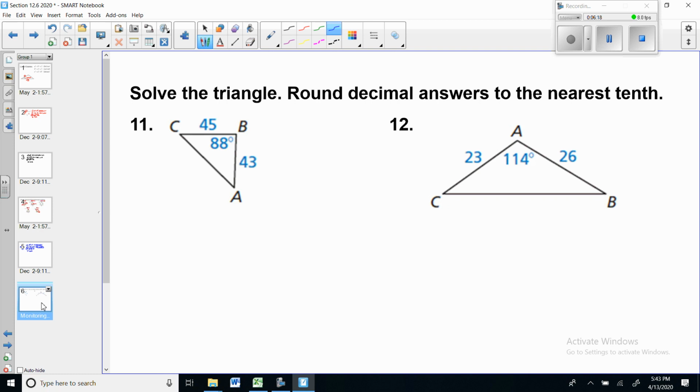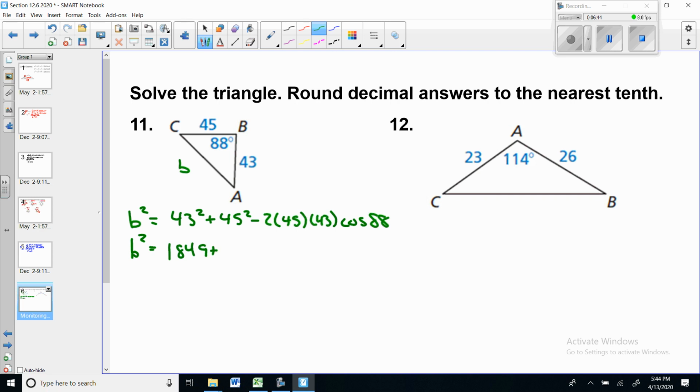Okay, here are two more examples. For the first one, I'm going to find little b. So b squared is going to equal 43 squared plus 45 squared minus 2 times 45 times 43 times the cosine of 88. And again, we're going to plug those directly in. 43 squared is 1849. 45 squared, 2025. And when I take 2 times 45 times 43, I've got 3870.